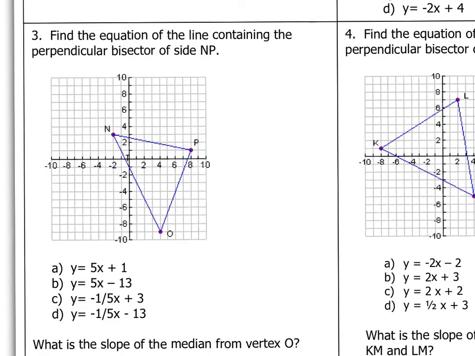Number 3, find the equation of the line containing the perpendicular bisector of side NP. So here we have NP. All right, we've got a midpoint. We can count the slope again, so we're going to go up 2 and back 10. We always reduce the slope, so -1/5.